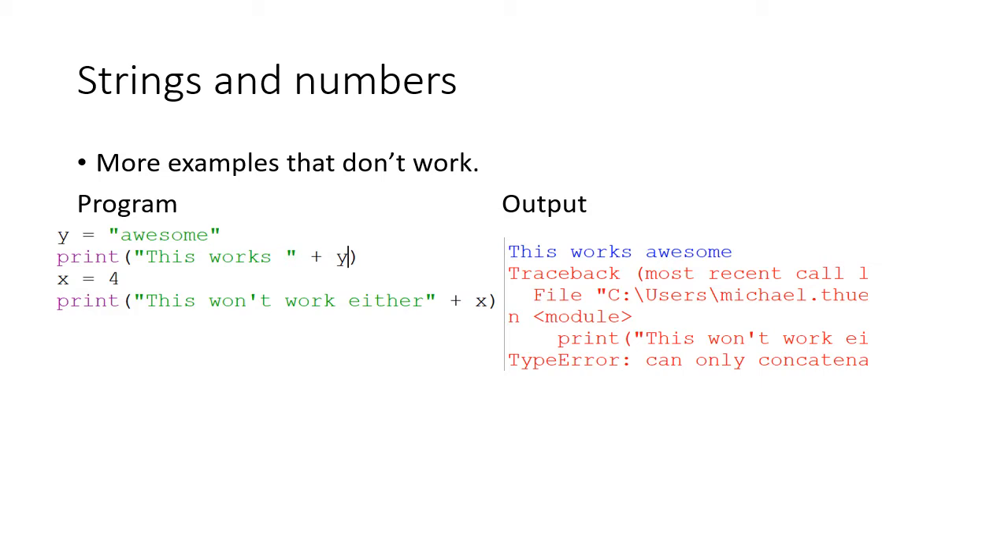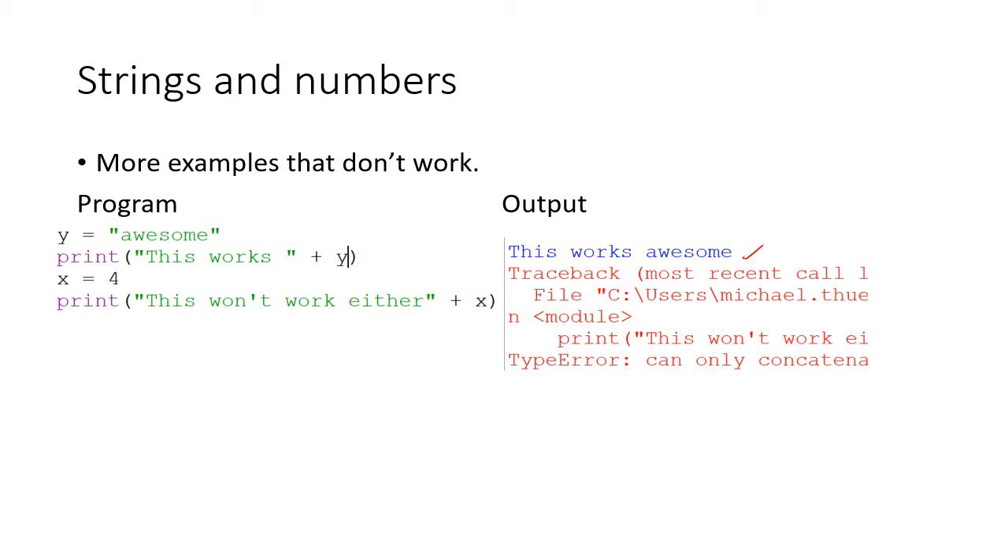Alright, so some more examples of ways that don't work. This is if we set y equal to the string "awesome". Y is a string, so it will work if you do a string plus that string y. So that works right there. This one down here, because we set x equal to an int, will not work because x is an int, so we'll get an error there as well.